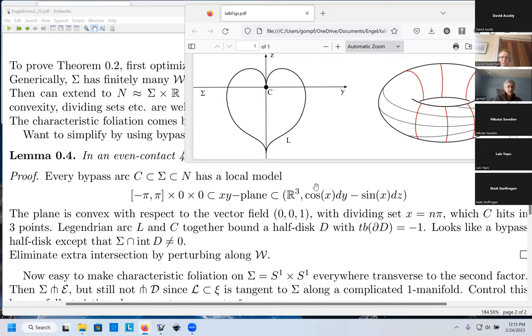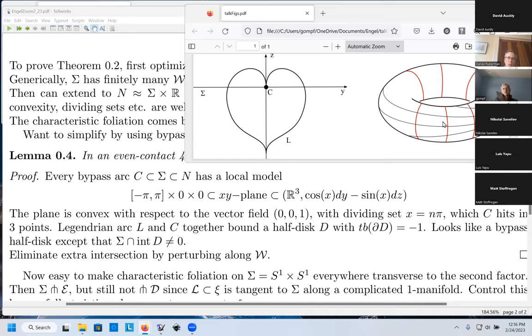And that is basically, what does the Engel structure look like here? What do the Engel planes look like? Well, in our contact manifold, they look like a line field in Xi, as we've already discussed. And that line field, we haven't said anything about at all. We can wiggle just a little bit in the W direction to make it generic. But then the L is tangent to sigma along some complicated one manifold. And we don't know anything else at this point. So the next thing we need to do is somehow control that one manifold.